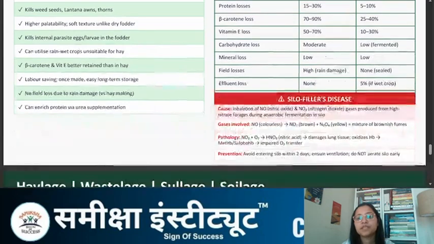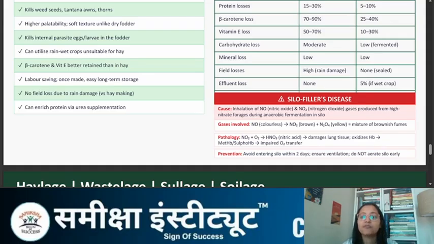Then silo filler's disease, basically it is a disease that occurs because of silage. It is caused by nitric oxide and nitrogen dioxide, the oxides of nitrogen, which are produced from high nitrate forages during anaerobic fermentation. NO is a colorless gas, NO2 is brown, then N2O4 is yellow, and brownish fumes are sometimes liberated which are harmful.